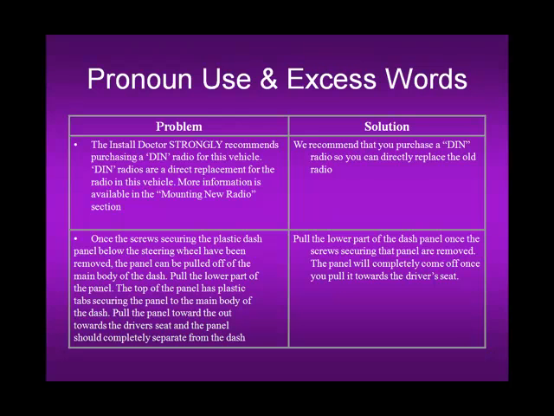So as you can see on the left, it reads, once the screws securing the plastic dash panel below the steering wheel have been removed, the panel can be pulled off of the main body of the dash. The top of the panel has plastic tabs securing the panel to the main body of the dash. Pull the panel towards the driver's seat, and the panel should completely separate from the dash. Solution: pull the lower part of the dash panel once the screws securing that panel are removed. The panel will completely come off once you pull it towards the driver's seat.